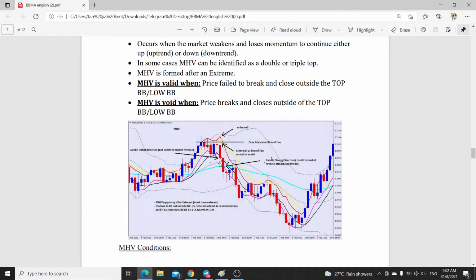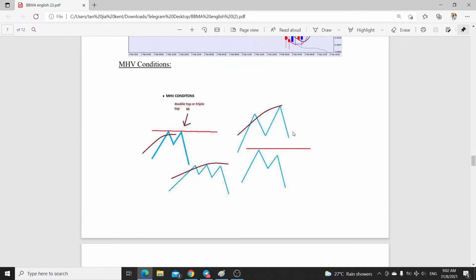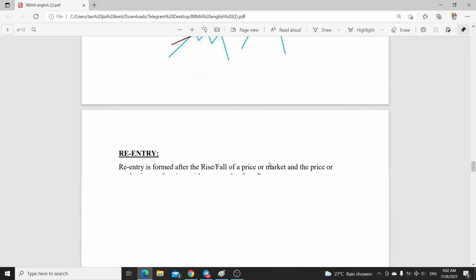Then it creates MHB, and then you see this engulfing candle. You know this is MHB. Then price keeps dropping, so we can't re-enter here. So this is so wrong. See, this is MHB.